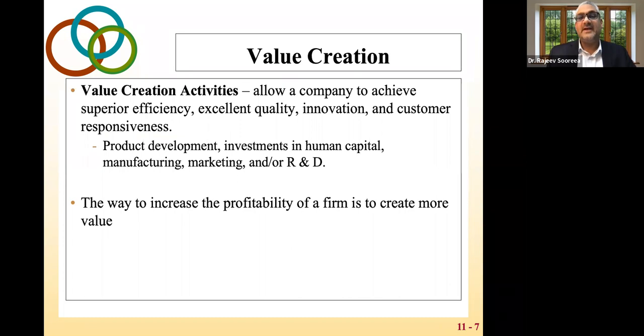Now, what is value creation? Value creation activities allow a company to achieve superior efficiency, excellent quality, innovation, and customer responsiveness, right? It focuses on product development, investment in human capital, manufacturing, marketing, and/or research and development. The way to increase the profitability of a firm is to create more value. So that's the answer. If you want to create more profit growth and more profitability for your company, you want to be creating more value. That's what you need to do. And this whole lecture is about creating more value.